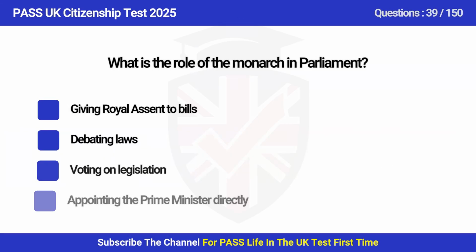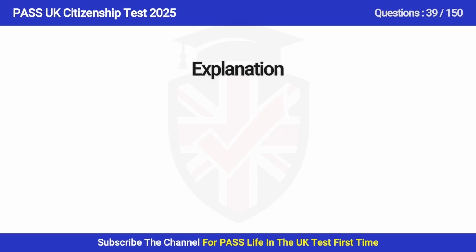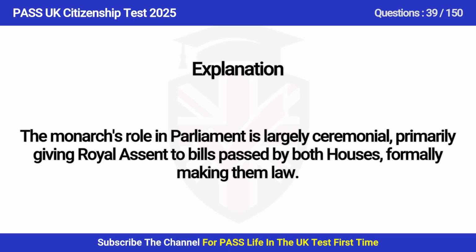Question 39. What is the role of the monarch in Parliament? A. Giving royal assent to bills, B. Debating laws, C. Voting on legislation, D. Appointing the Prime Minister directly. Answer is A. Giving royal assent to bills. The monarch's role in Parliament is largely ceremonial, primarily giving royal assent to bills passed by both houses, formally making them law.